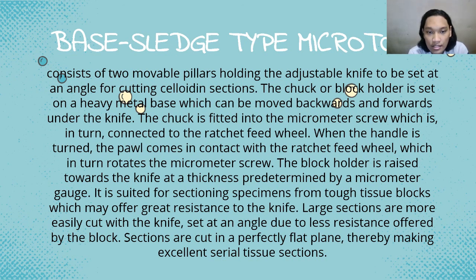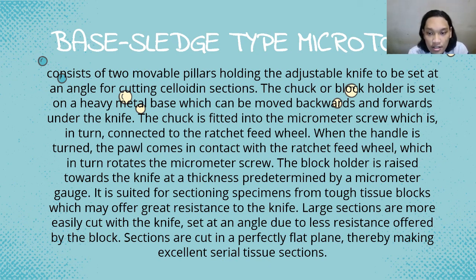When the handle is turned, the ball comes in contact with the ratchet feed wheel, which in turn rotates the micrometer screw. The block holder is raised towards the knife at a thickness predetermined by a micrometer gauge. It is suited for sectioning specimens from tough tissue blocks which may offer great resistance to the knife.